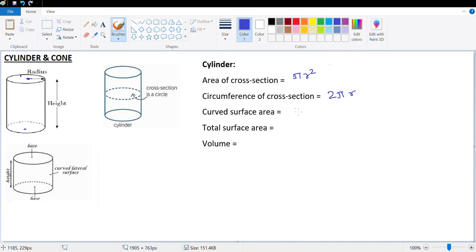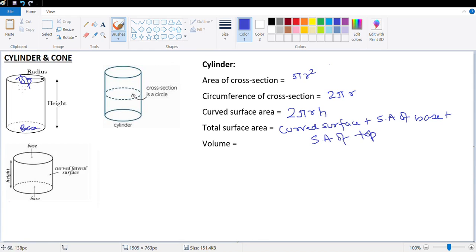So this is 2 pi r h, h being the height, and total surface area is equal to curved surface area plus surface area of the base plus surface area of the top, which means if I'm calling this the top and this the base, obviously the area of the top and the base is exactly the same. So curved surface area is 2 pi r h plus surface area of base is pi r square. The surface area of the top is also pi r square.